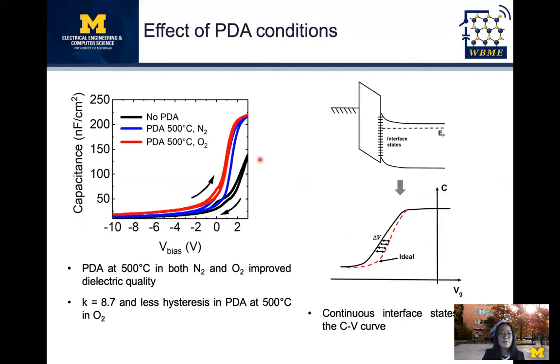The figure on the left shows the effect of the post-deposition annealing condition. The black curve is without post-deposition annealing, the blue curve is PDA in nitrogen, and the red curve is PDA in oxygen. We can see PDA in both nitrogen and oxygen improves the dielectric quality. A dielectric constant of 8.7 and less hysteresis is achieved with PDA in oxygen. The remaining hysteresis is associated with the continuous interface state.